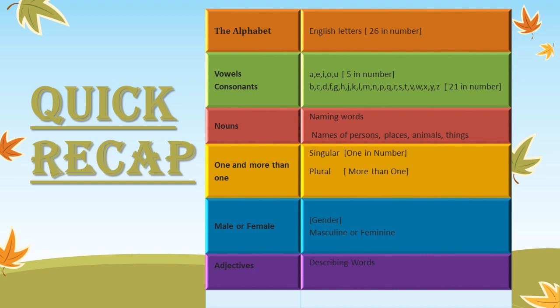And after the summer vacations, you have already studied lesson 6, adjectives. Adjectives are describing words. The words which tell us something about the nouns, and the nouns we already know are names of persons, places, animals and things. In simple words, adjectives tell us something about the name of a person, place, animal or a thing.